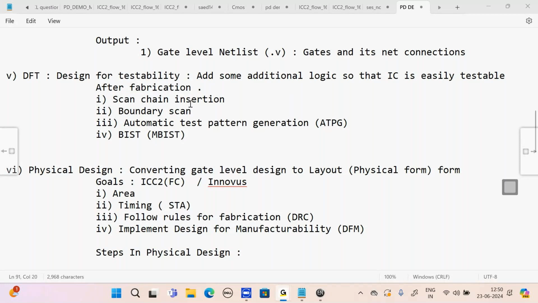But especially in physical design, only 20% of work will be done in product-based companies. The remaining 80% of work will be sourced to service-based companies, especially physical design. Front end is different, right? So 80% of work is given to service-based companies.